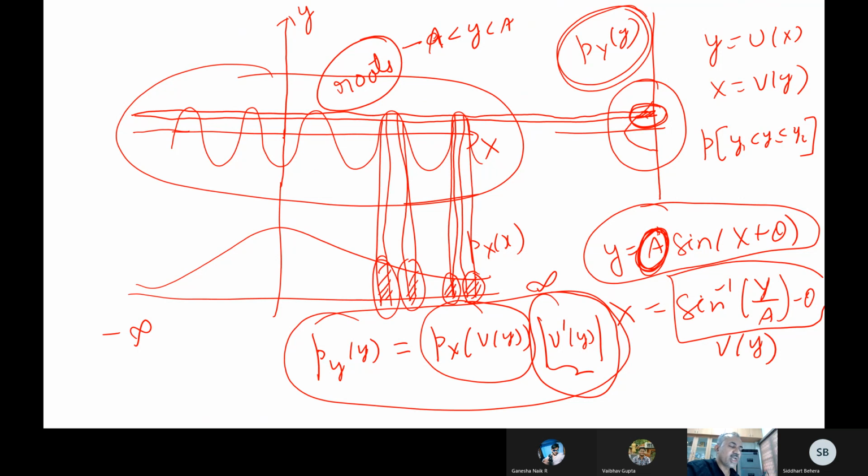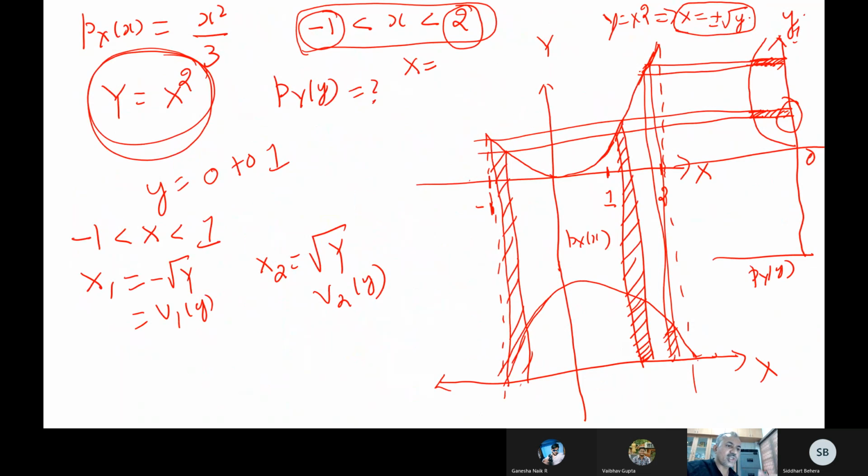Once you know the roots, you find the values at these roots, which is given by px of x. Then you have to sum up all these contributions. If it is a linear mapping, you may have only one root. But if it is a nonlinear mapping, like y is equal to x square, as we saw last class, the figure is something like this. You may have contribution from both, so you have to add the area from this side and the area from this side also. If there is only one root, it is a linear kind of thing.